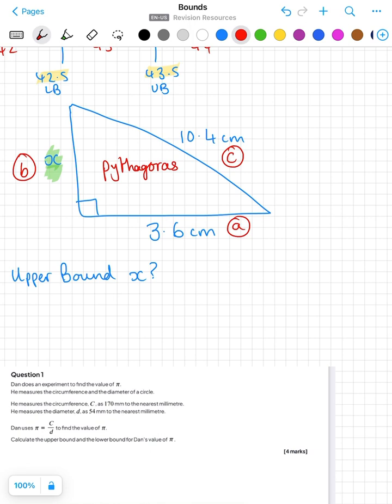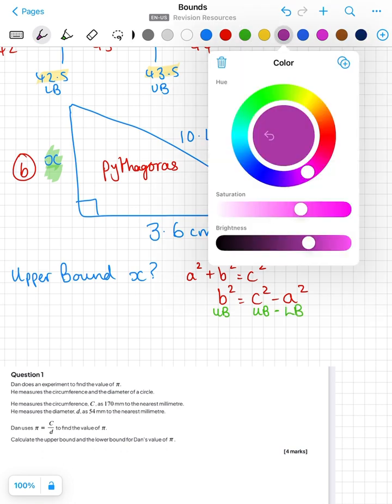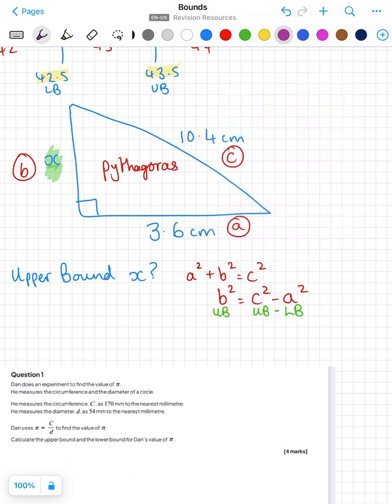We want to find the upper bound of x. So a squared plus b squared equals c squared. In this case, our b is our x squared. So we're finding b, which is c squared minus a squared. Now I want you to consider you're finding the greatest possible value for this b. To find the greatest possible value, you need to find the greatest value for c and subtract the lowest possible value for a. So we're combining different bounds.